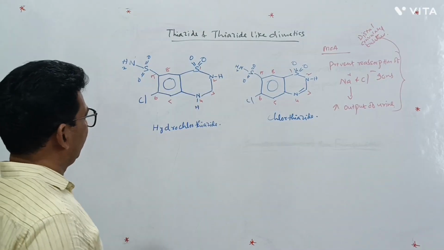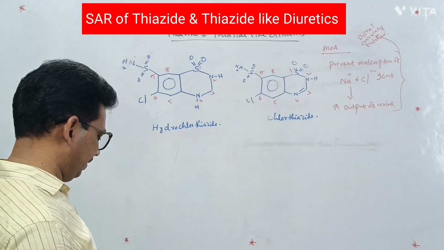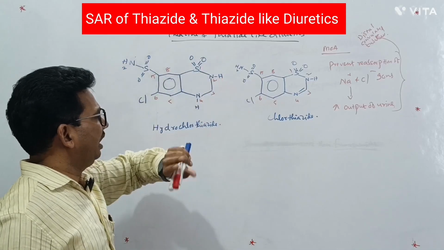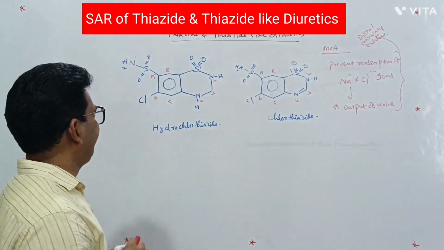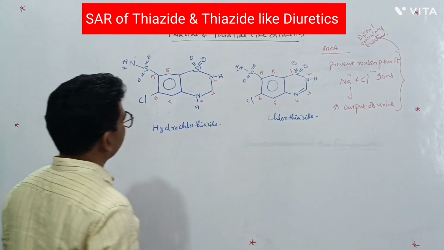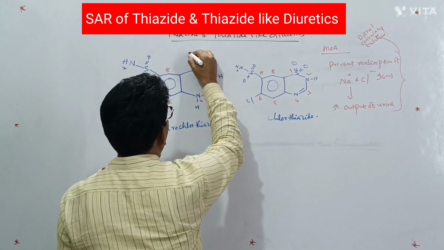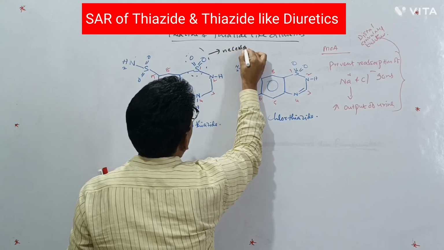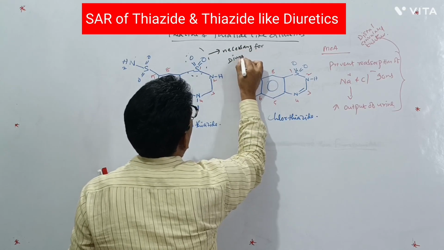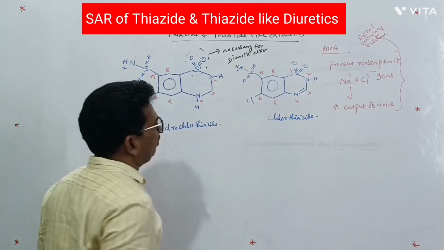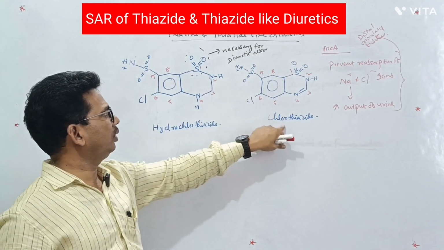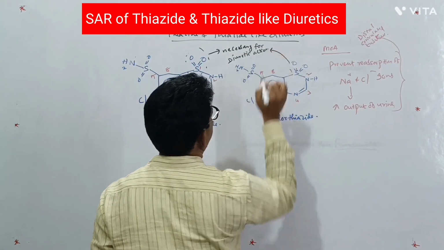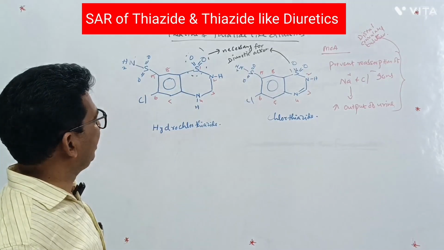Now when it comes to the SAR of this one, because SAR is very important in this case, thiazides as well as thiazide-like diuretics, we'll go one by one. Particularly the sulfonamide group, sulfur dioxide, is necessary for diuretic action in both hydrochlorothiazide and chlorothiazide.